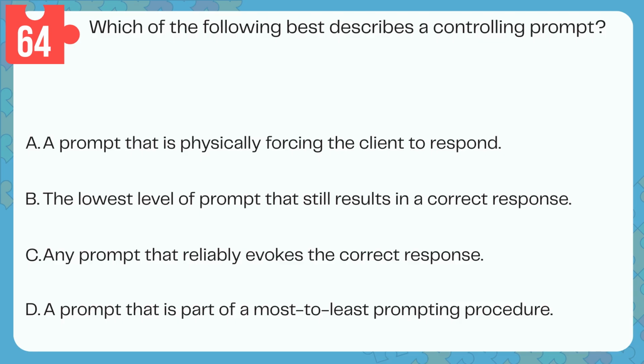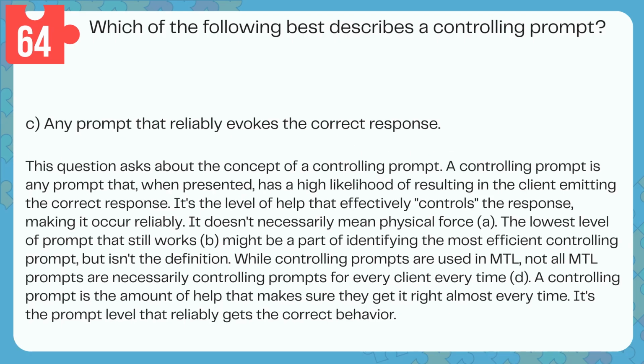Question 64. Which of the following best describes a controlling prompt? A. A prompt that is physically forcing the client to respond. B. The lowest level of prompt that still results in a correct response. C. Any prompt that reliably evokes the correct response. D. A prompt that is part of most to least prompting procedure. Answer. C. Any prompt that reliably evokes the correct response.